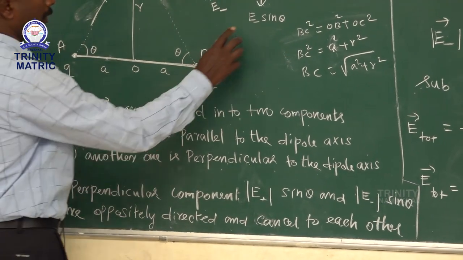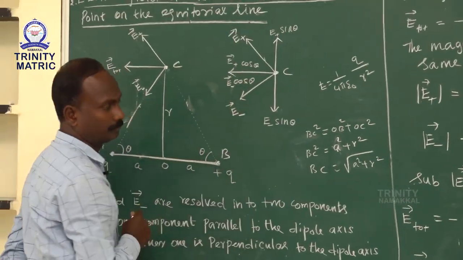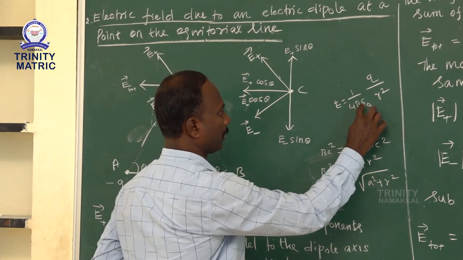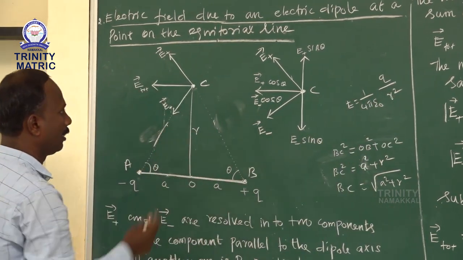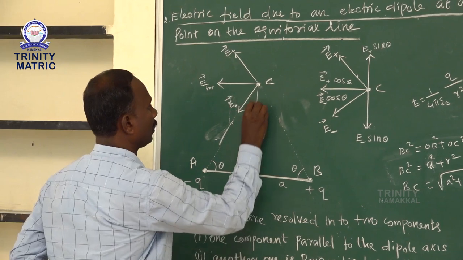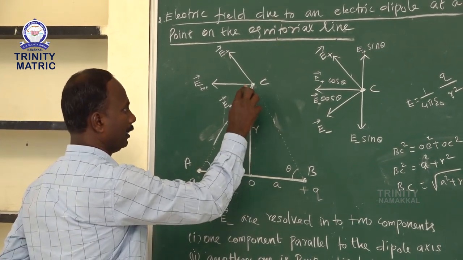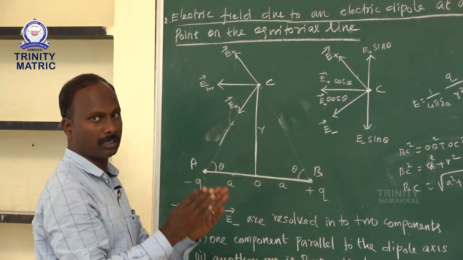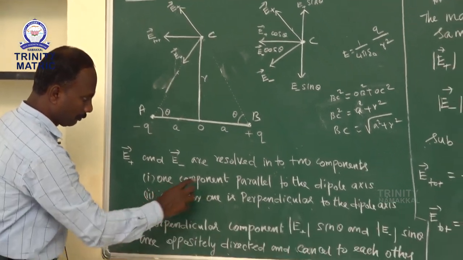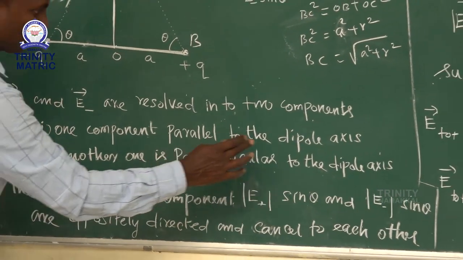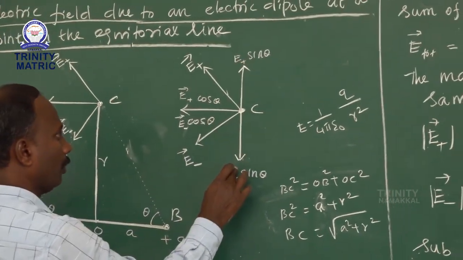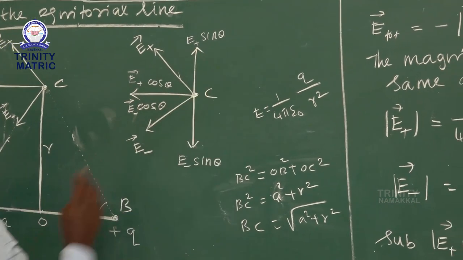Here the values of E minus and E plus are the same. What about the electric field formula? E is equal to 1 by 4 pi epsilon naught Q by r square. From this formula, E plus and E minus are at the same distance r. So the electric field magnitudes at point C are both the same, and only the components differ. Now, considering the parallel components along the dipole axis and the perpendicular components, the perpendicular components are equal in value and opposite in direction, so they cancel each other.